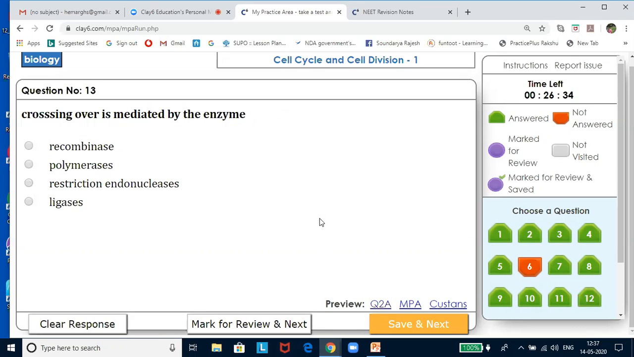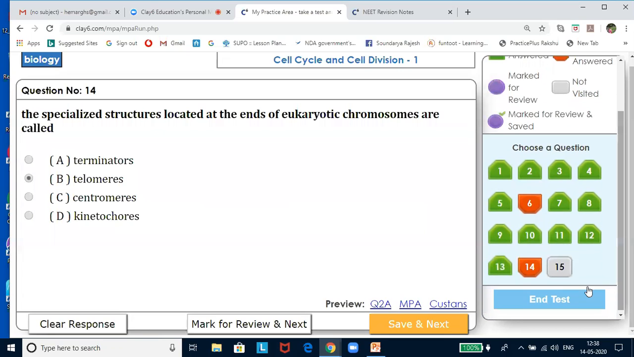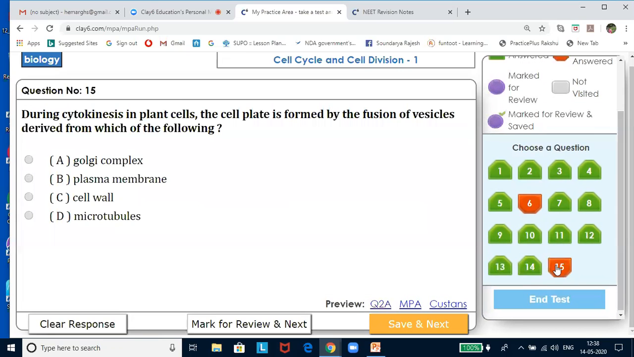Crossing over is mediated by the enzyme recombinase. Specialized structures located at the end of the eukaryotic chromosomes are called telomeres. Telo is end. So which is found at the end is a telomere. During cytokinesis in plant cells, cell plate is formed by the fusion of vesicles derived from which of the following? So it is derived from the Golgi complex.